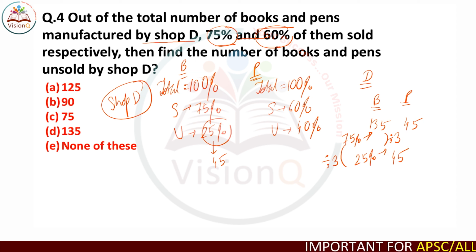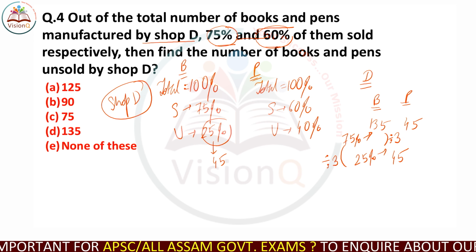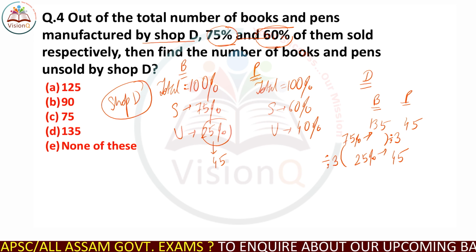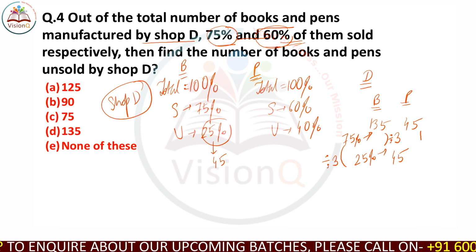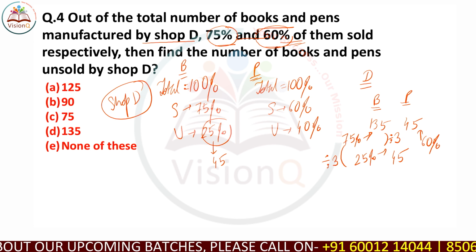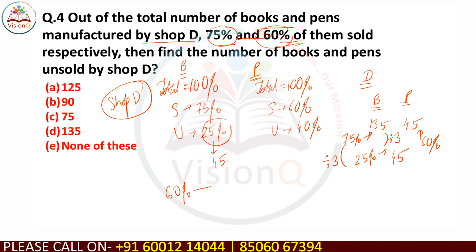Then come to the unsold number of pens. Out of the total number of pens manufactured by shop D, 60% of them have been sold. So can I say 60% is 45? If 60% of the total number of pens represents 45, then to find the unsold number of pens, I have to find what is 40%.